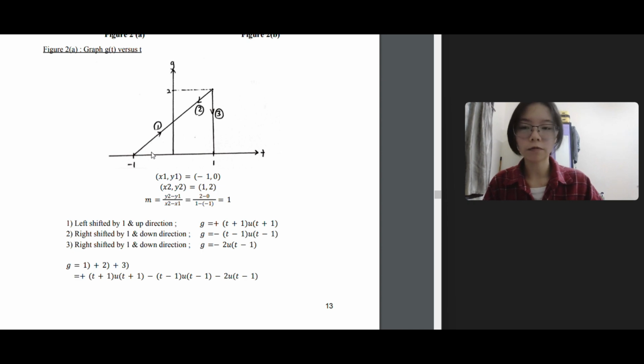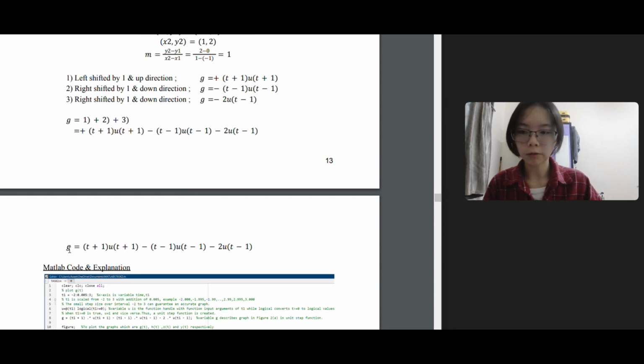And the third is we need to find the direction, whether upwards or downwards, for all parts, and the time shifting for all parts. Then we can just substitute all the elements into their equation respectively. And now g is equal to the sum of all parts together. So this is our equation for g in unit step function.